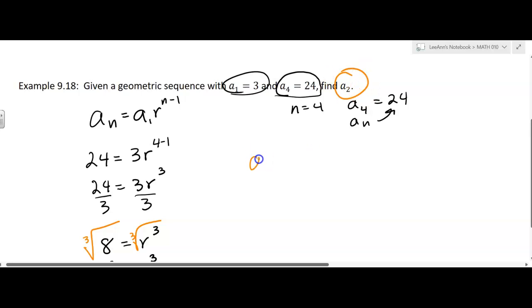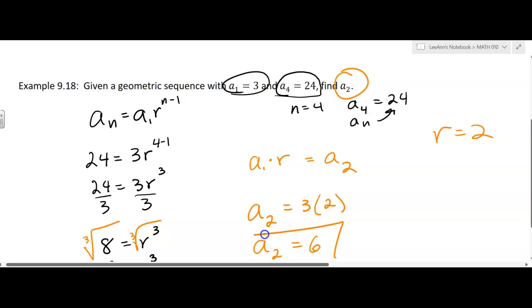So we're going to take a sub 1, and we're going to multiply it times r, and that's going to give us a sub 2. So a sub 2 is going to equal 3 times, our r was 2. Remember, r was 2. We had that written down. And so a sub 2 is going to be 6. And then we could find a sub 3 or a sub 20 or whatever. The numbers get very large quickly when we have an r greater than 1.